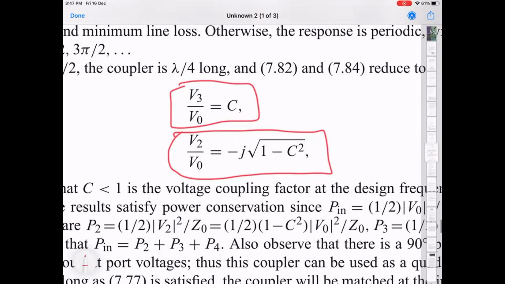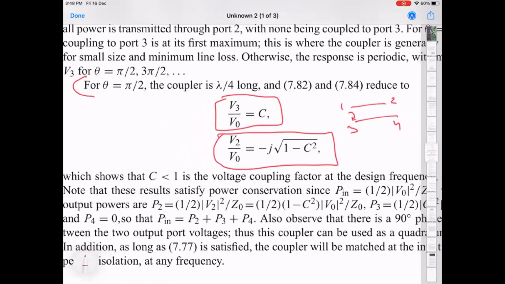So remember, port number 3 was the coupled port. It was 1, 2, 3, 4. So this is the coupled port. It gives you the voltage ratio from port 1 to port 3. V0 was the original excitation on port 1. And V2, which is the through line, is basically 1 minus C squared, because C squared is the power coupling coefficient, and that gives you the through part. So of course, it's not 100%. Whatever power comes out of C has to be subtracted. But we assume that C is a small number, usually something like 0.1 in voltage units, so it's 1% in power units. Okay.